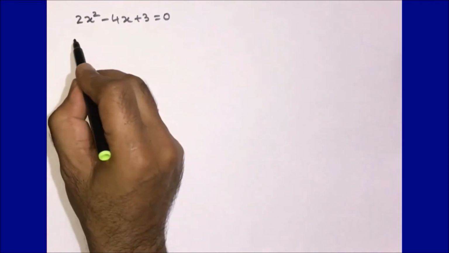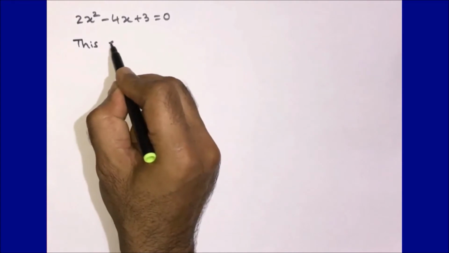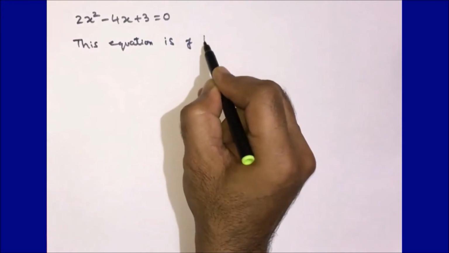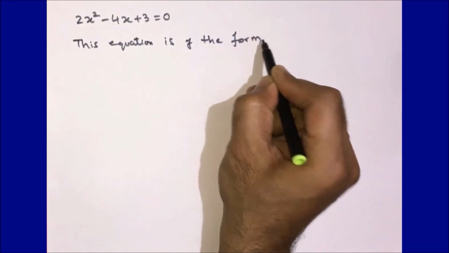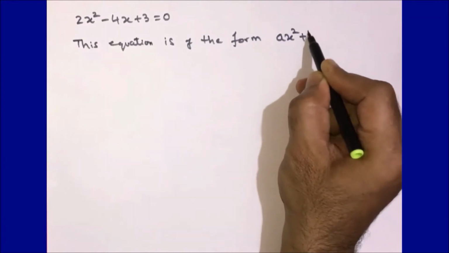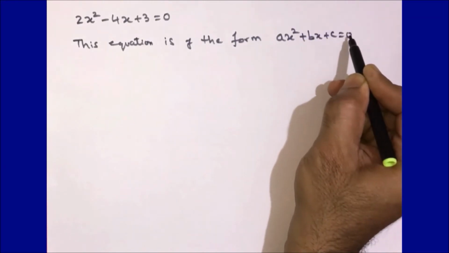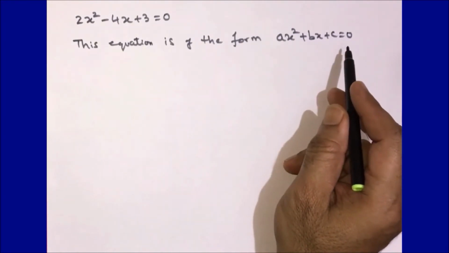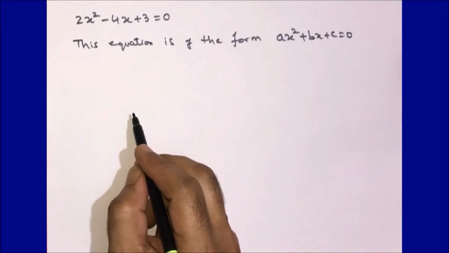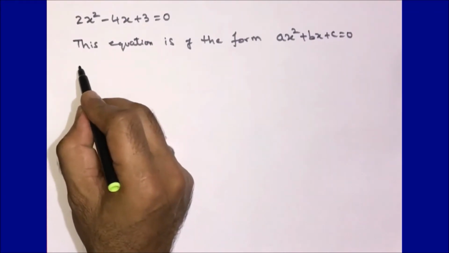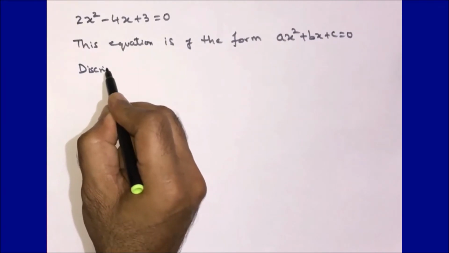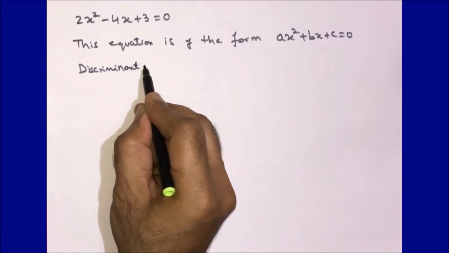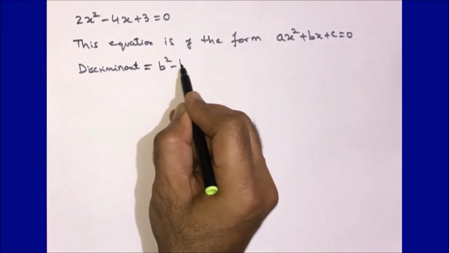This equation is of the form ax^2 + bx + c = 0. We very well know that this is a quadratic equation. Now let us find the discriminant. The discriminant is given by b^2 - 4ac.